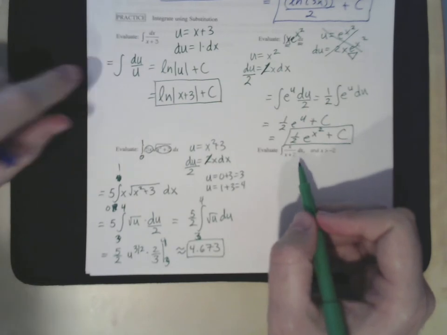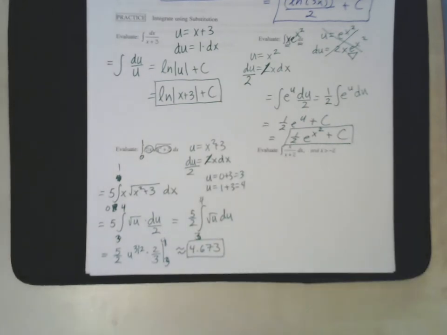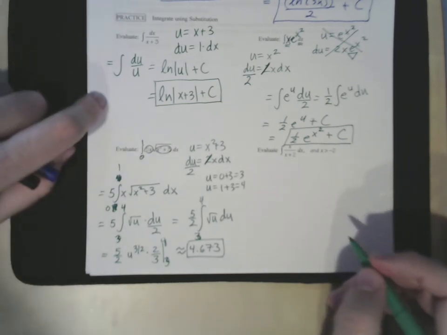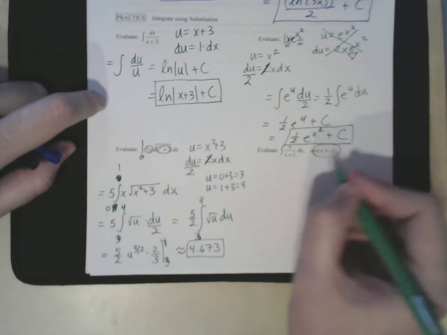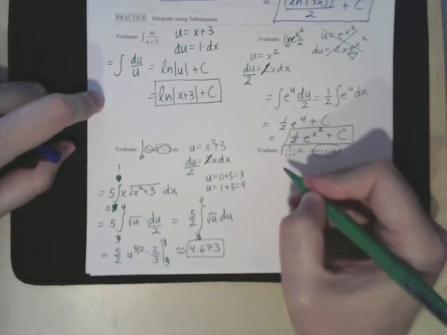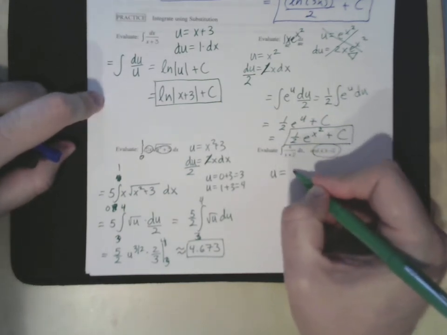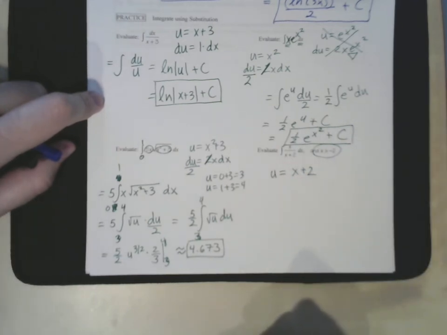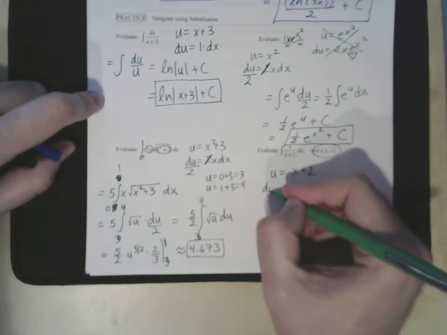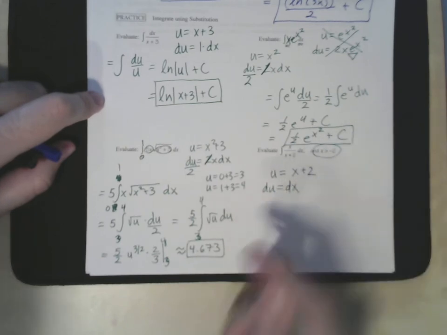So on our last one here, x over x plus 2. This one is a more challenging u substitution. So they give us the domains so that we know we're not dividing by 0. So if u equals x plus 2, then du is just dx.